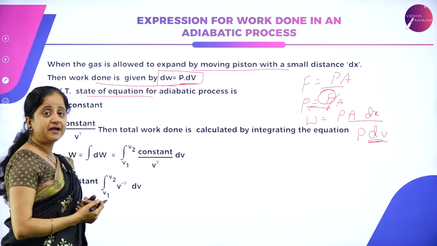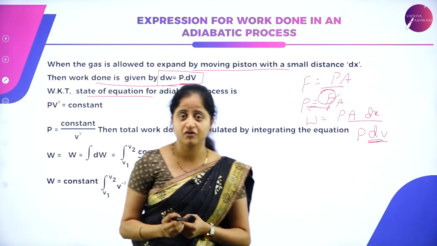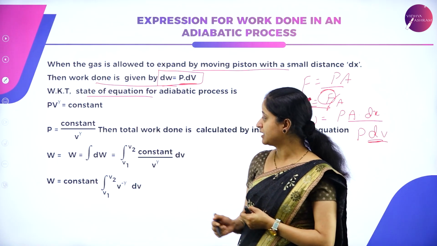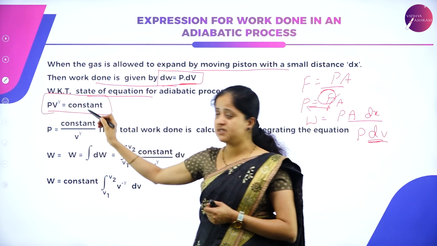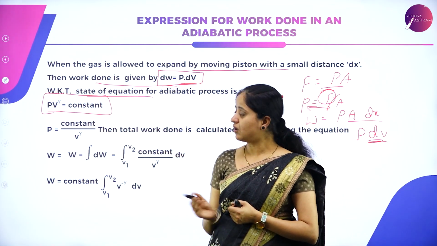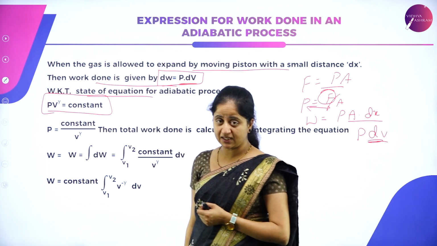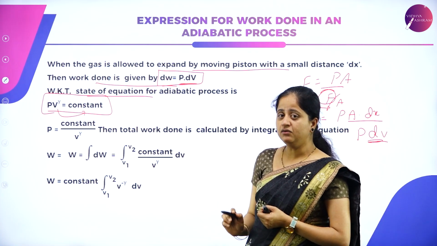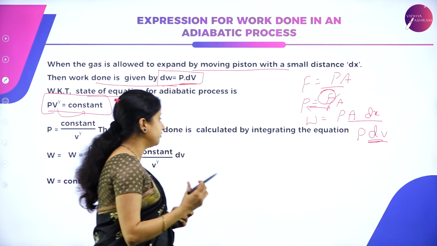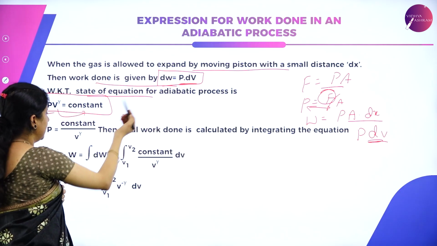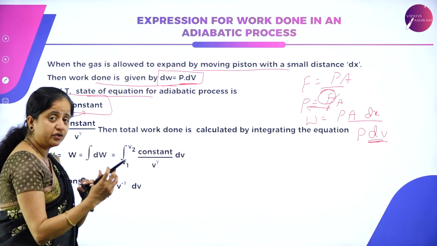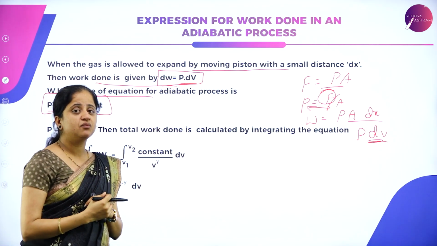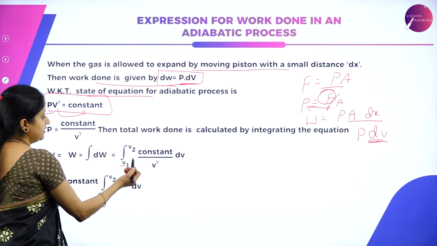The state equation for an adiabatic process: as we know the equation of state for an isothermal process is PV = constant, the equation of state for an adiabatic process is PV^γ = constant, where γ is the ratio of specific heats. From this expression, we can write P as constant divided by V^γ. Now we can find the total work done by integrating the above equation. The limits are from the initial volume V1 to the final volume V2 after expansion.